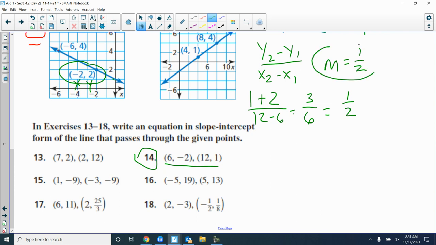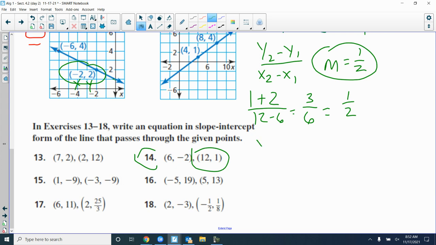Is everybody good? Now, does it matter which one I pick to put in point slope form? No. I would probably pick the one that does not have negatives. That's just me. Okay? Does everybody have a problem picking 12, 1? Okay. Who wants to put 12, 1 with the slope of 1/2 in point slope form? Juan, thank you for volunteering. You're amazing. Go.